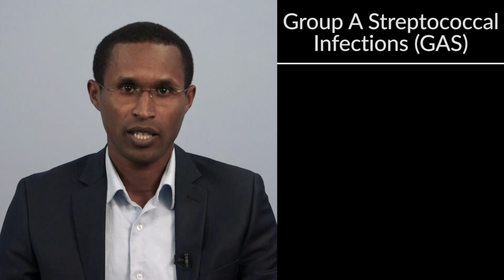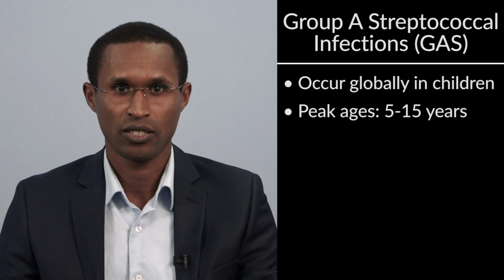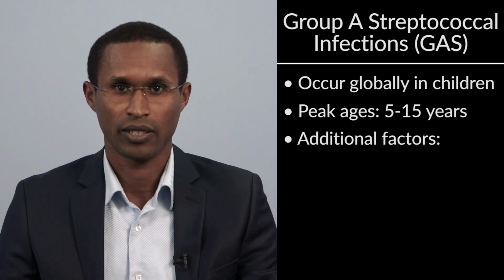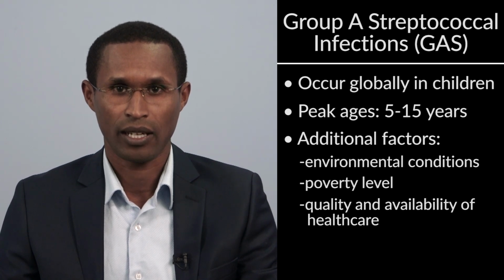Group A streptococcal throat infections occur in children throughout the world with peak ages between 5 and 15 years. The number of children affected in each region varies depending on environmental conditions, level of poverty, quality and availability of healthcare. Over the past century, acute rheumatic fever and rheumatic heart disease have become rare in developed countries as living conditions have become more hygienic and less crowded, with improved nutrition and access to appropriate medical care.